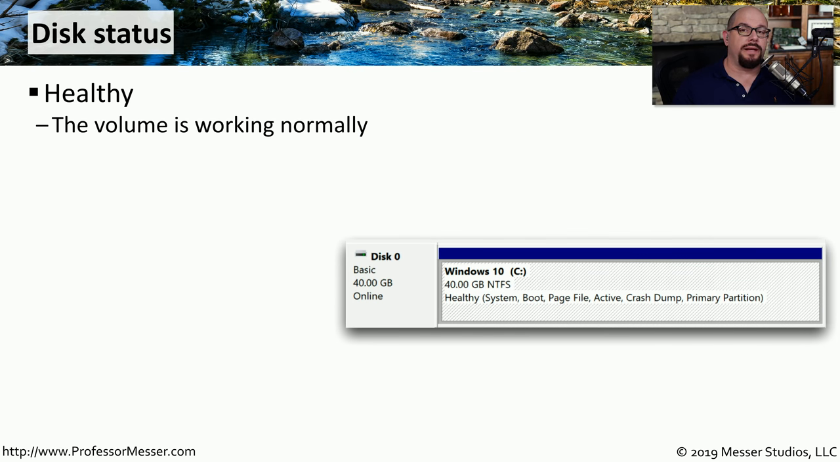Inside of Disk Management, every drive is assigned a disk status. For example, a drive will show a volume name, a drive letter if one is assigned, the size of the drive, the type of file system on the drive, and then the status. The status of this particular drive is healthy. That means that this volume is working normally and exactly as expected.